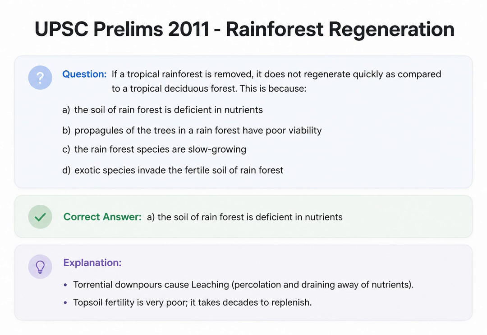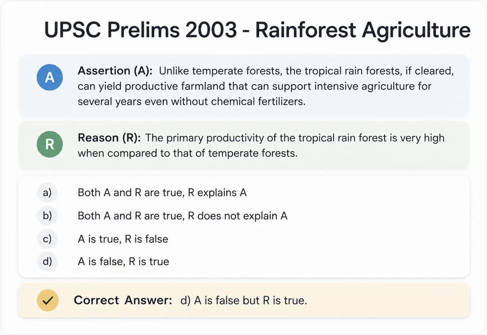Once you cut the trees down, the soil degrades rapidly, and tall grasses like lalang take over, choking out new tree seedlings. Similarly, look at this 2003 assertion reasoning question. The assertion claims that cleared rainforests yield productive farmland that can support intensive agriculture for years without fertilizers. Based on what we just learned about leaching, we know this assertion is completely false. The ash from burned trees only provides fertility for 2 or 3 crop cycles before the soil is exhausted.